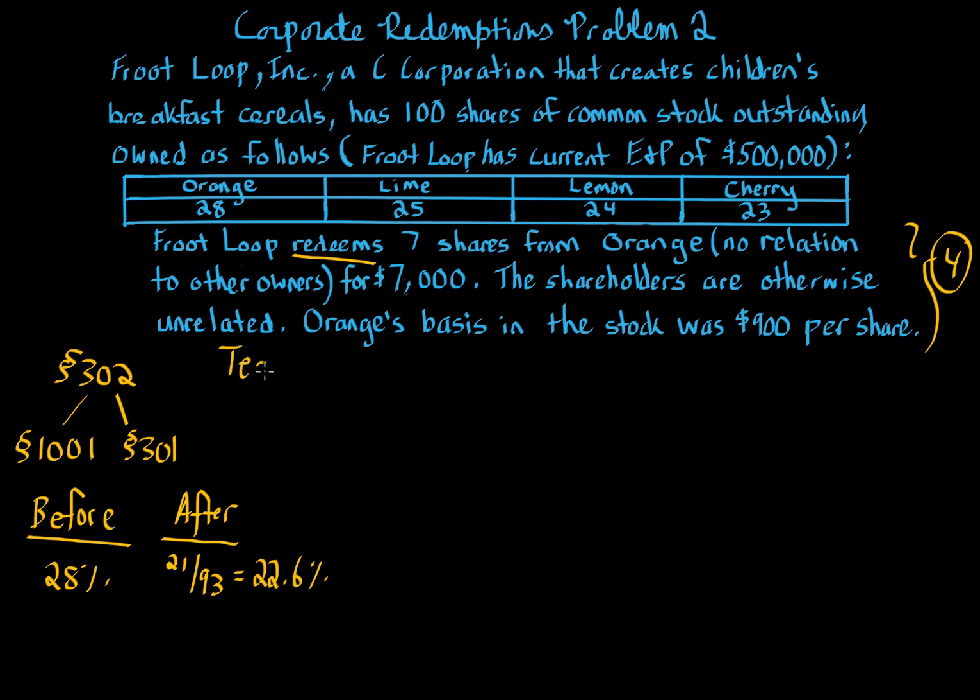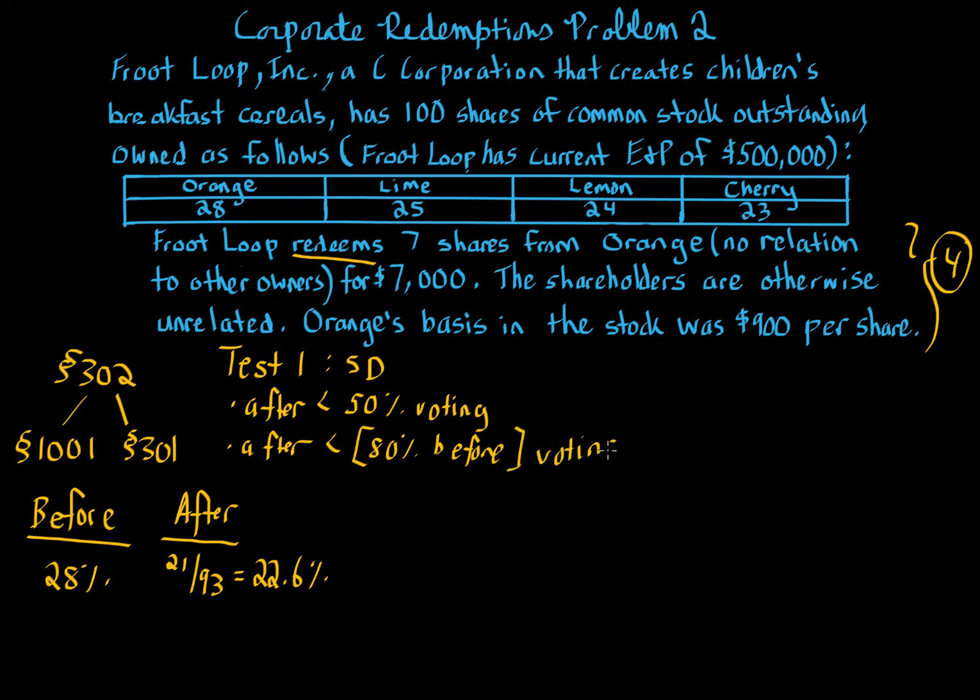So test 1, our starting point, is always substantially disproportionate because it's the most mechanical of the tests. Remember that our after percentage must be less than 50% of the voting percentage. The after percentage must be less than 80% of the before percentage, and that's for voting. And finally, same thing, the after percentage must be less than 80% of the before percentage for all classes of common stock. So, of course, it meets the after less than 50% because afterwards we have 22.6%.